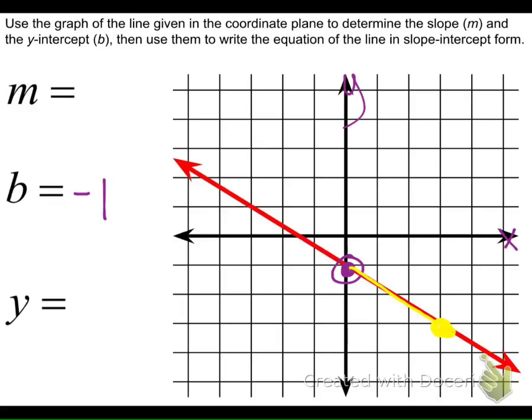Okay, so from here, you're going to find your slope. So what's your rise going to be? Negative 2, okay? And then what's your run going to be? 3. Negative 2 over 3. Good.